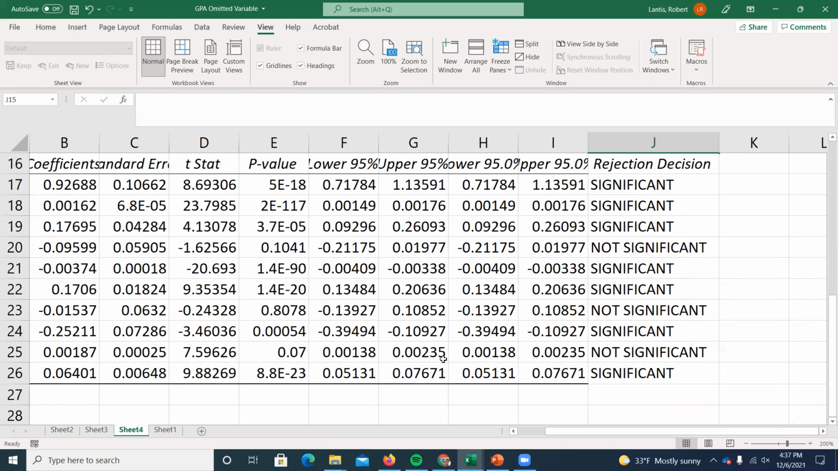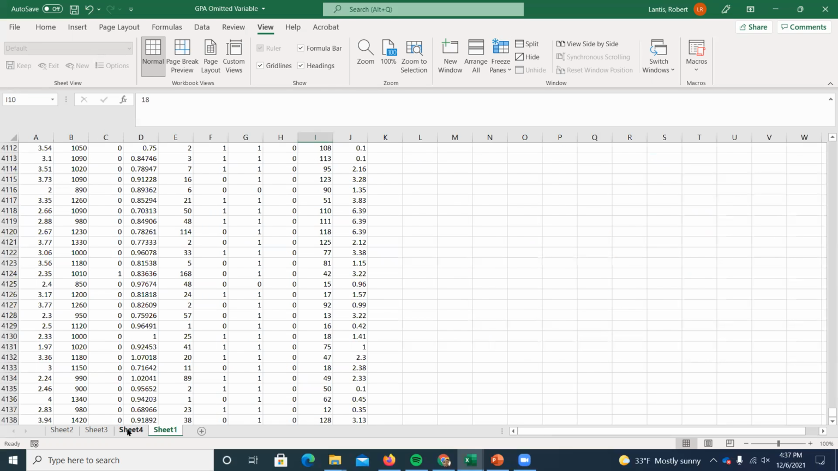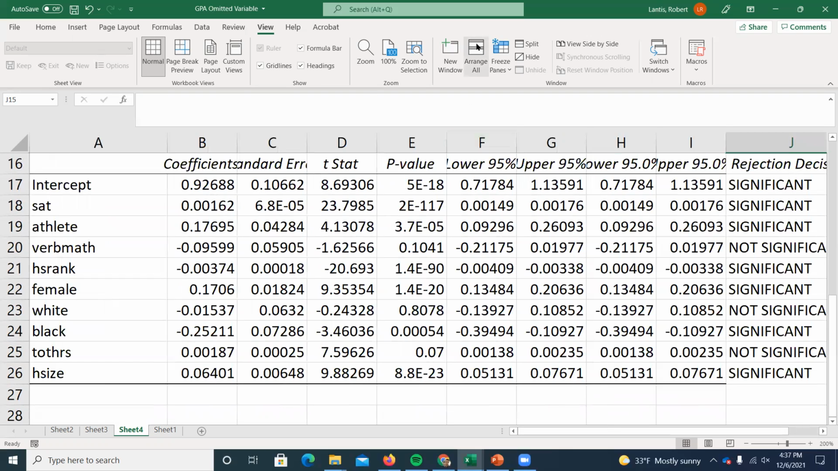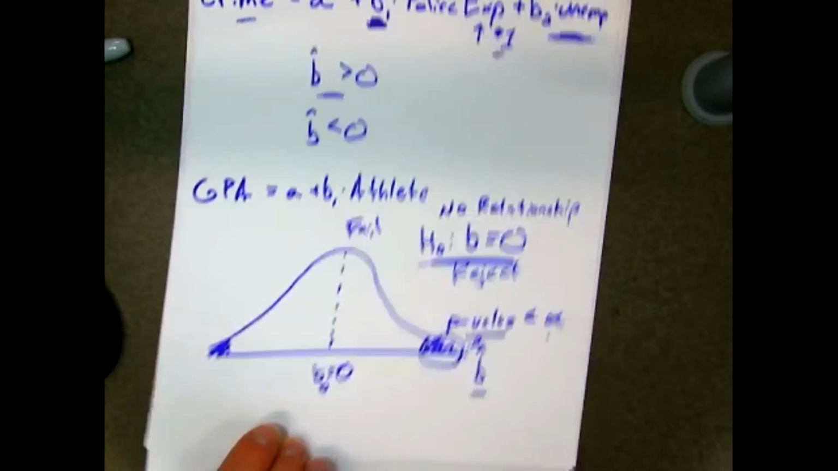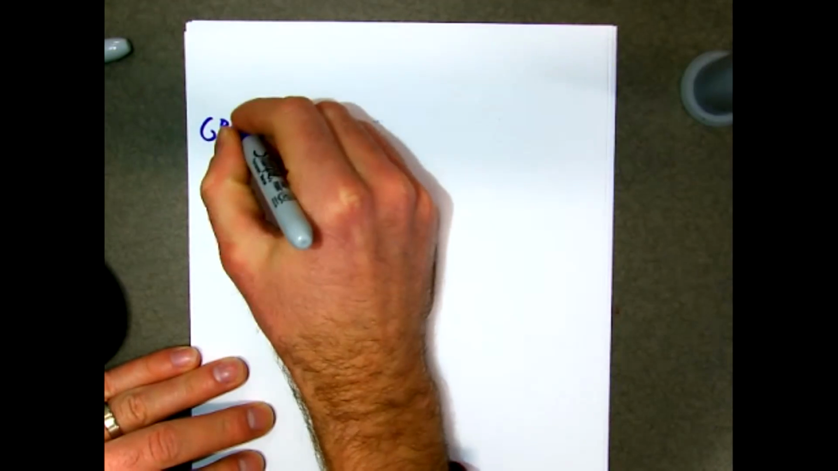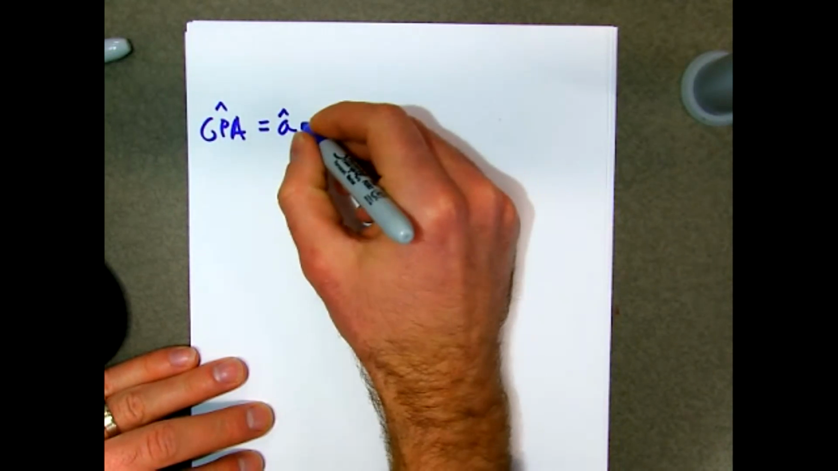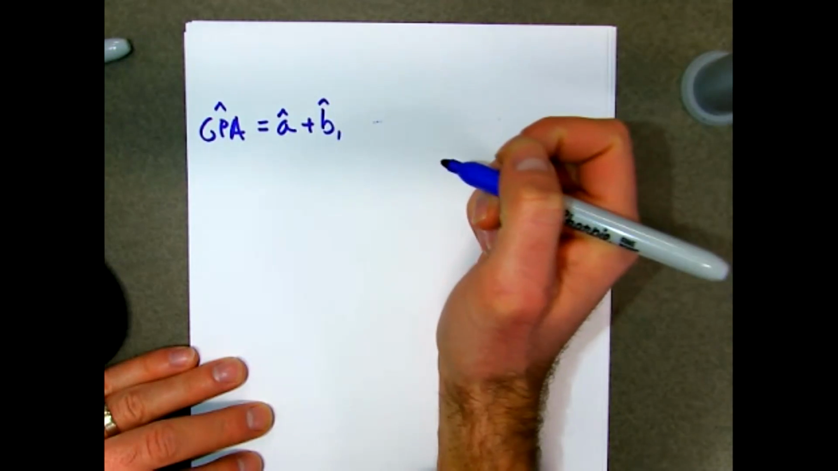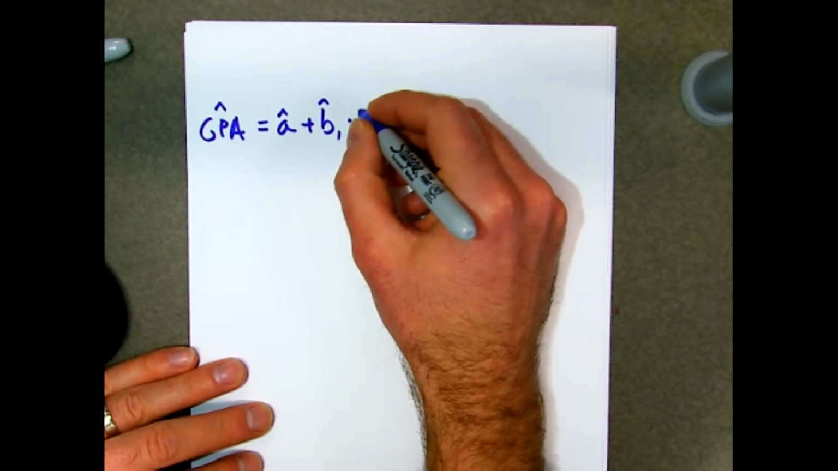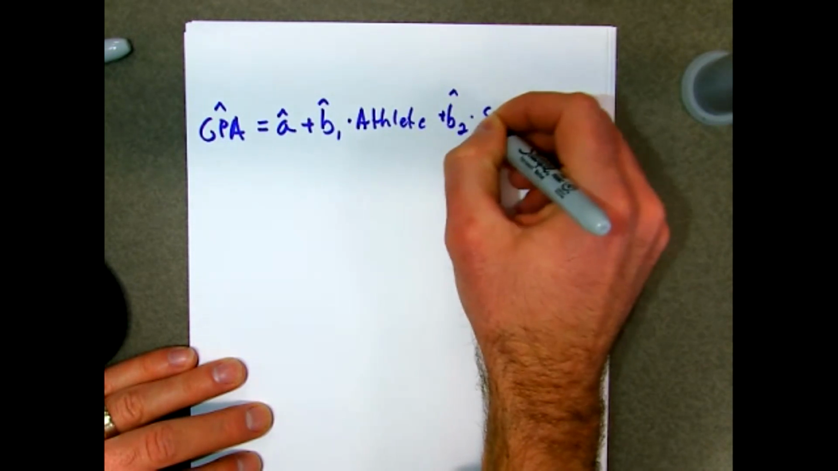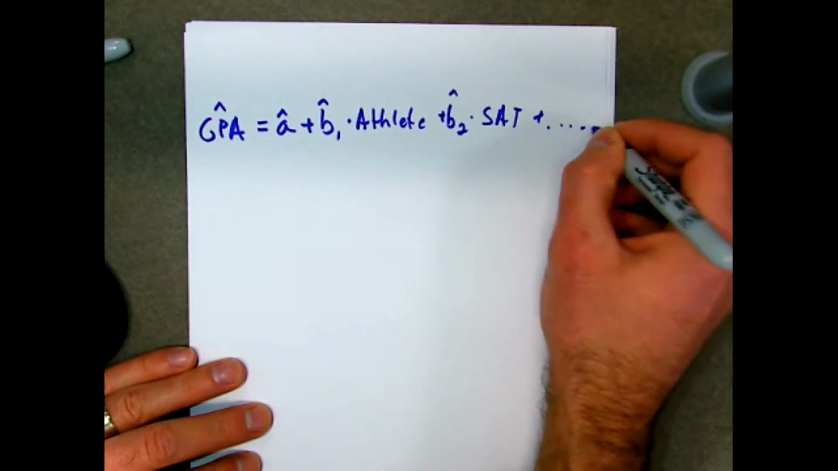All right. So the next thing I wanted to do, well, we can use the same output. So let's think about what we're doing here. Once I have these values in Excel, if I want to come up with predictions for GPA, I'm going to have a value here for the intercept. I'll have a value for that first slope coefficient on, I think it was athlete, then another coefficient estimate for SAT, all these other variables.